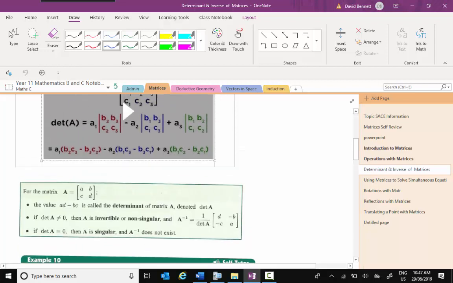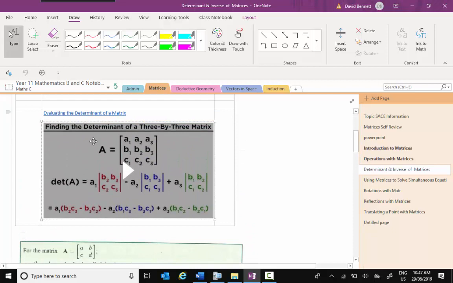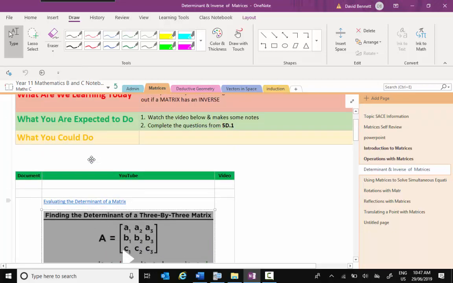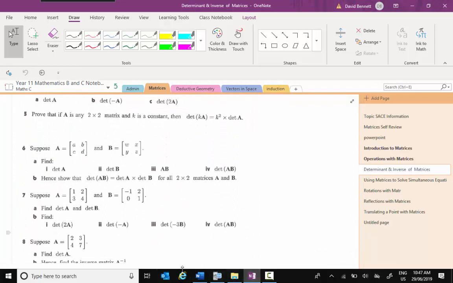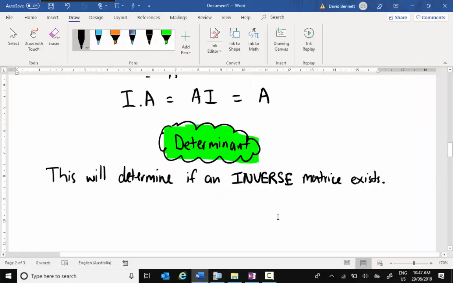If you look at the video above there, which I've got a link to, you can do a determinant of a 3x3 matrix, which I might just show you in class, or I think, oh no, I might do a video on that today. All right, so let's get into it and let's do a determinant.